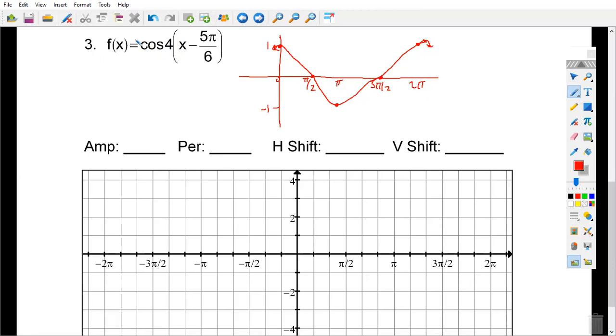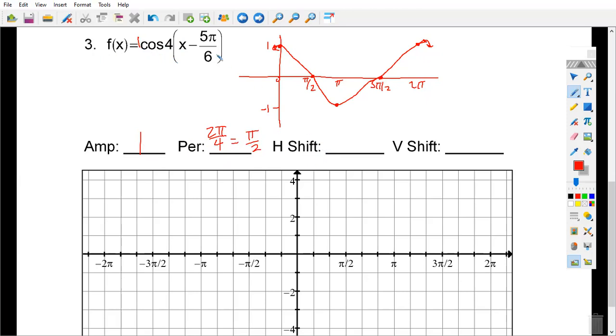So starting here, our A is 1, because there's nothing there, right? Our period is going to be 2 pi divided by our B. What is our B? 4. So our period is pi over 2. Okay?